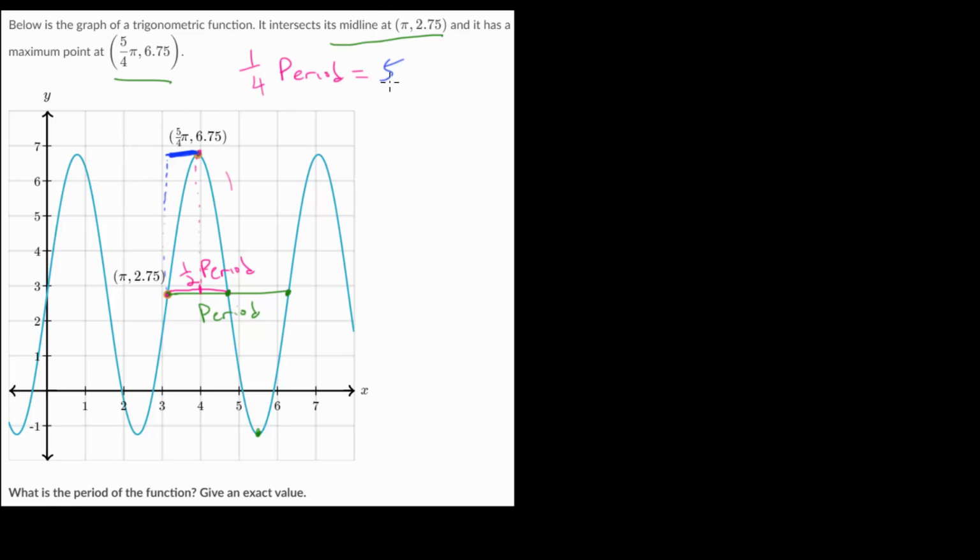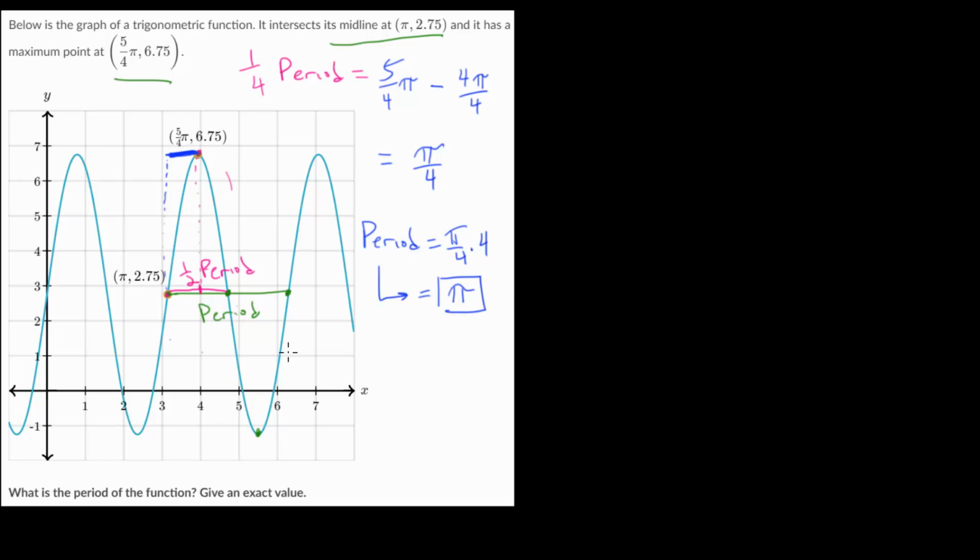So we take 5/4 of pi, the x value of our maximum, and we subtract the x value of our midline, which is pi, though if we want, we can find a common denominator and rewrite pi as just 4 pi over 4. And 5 pi over 4 minus 4 pi over 4 would just be pi over 4. But again, this is 1/4 of our period. So if we want to find the actual period, we multiply everything by 4. We take pi over 4, multiply that by 4, and we can determine that the period is simply pi units.